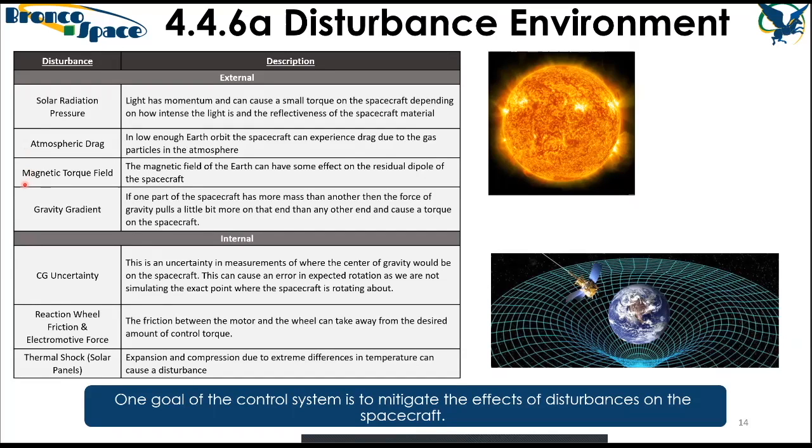Already talked about magnetic field. Gravity gradient is something that a lot of big satellites use pretty often. CubeSats have tried to use gravity gradient, but to my knowledge, no CubeSat has successfully used a gravity gradient control method, mainly because they're too small. There's not enough mass there to work with.